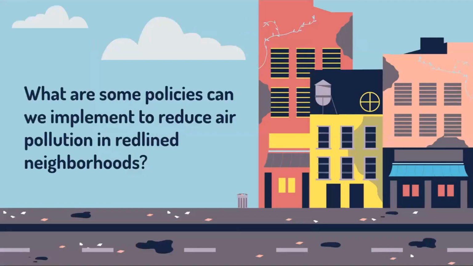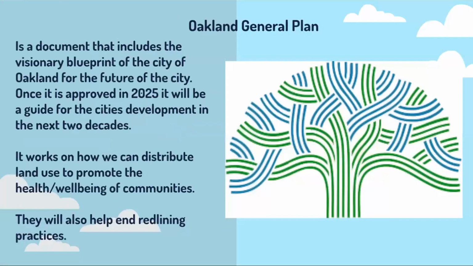So what are some policies we can implement to reduce air pollution in redlined neighborhoods? Next slide. One solution is the Oakland General Plan, which is a document that includes a visionary blueprint of the city of Oakland and will help the city develop equitable land use to prioritize the health and well-being of communities. Their visions are having industrial sites located farther away from residential areas and easy accessibility to transportation and green spaces. Next slide.